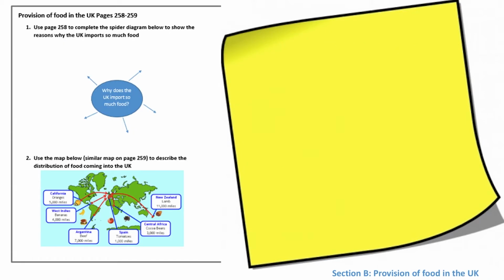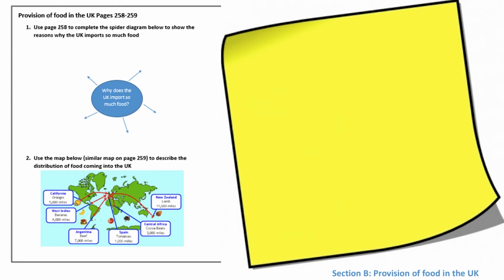In this next section of the booklet, we are looking at the provision of food in the United Kingdom. You should be looking at pages 258 to 259 in the book on Caboodle. And it says there, first question is to use page 258 to complete the spider diagram below to show the reasons why the UK imports so much food. That word import means brings food into the country. So why do we in the UK bring food into the country? Why aren't we growing everything we need ourselves?